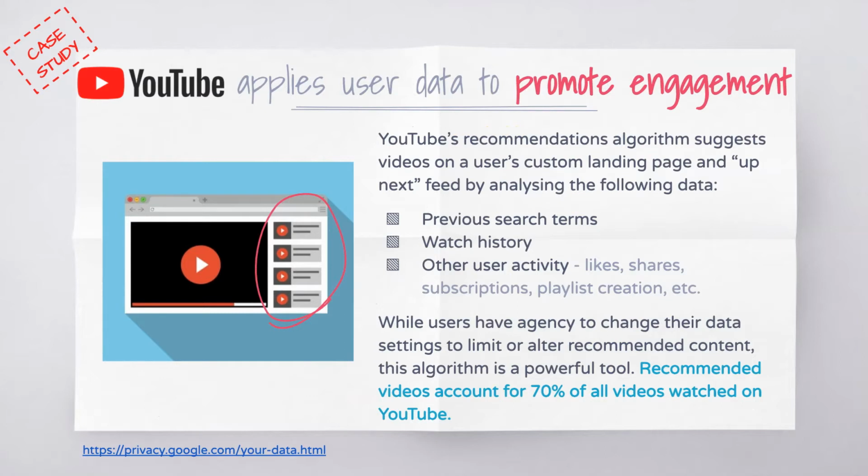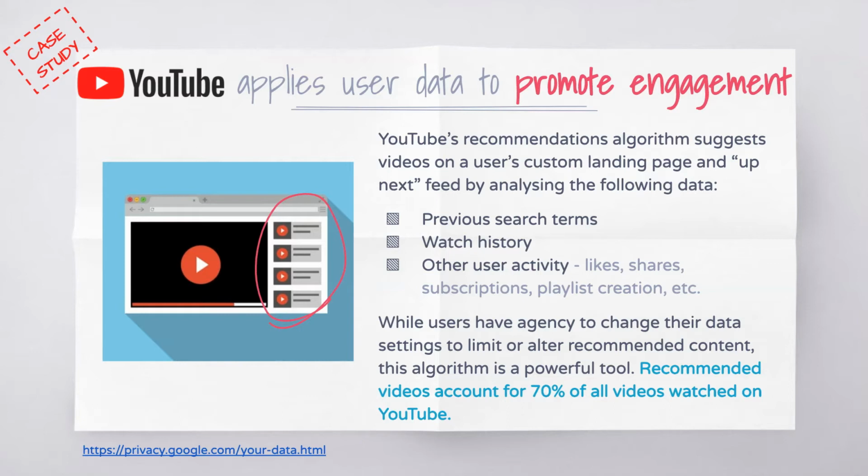But of course, YouTube will argue that they are applying this data in order to better serve the audience themselves. YouTube will apply this data to promote audience engagement, thereby giving audiences more of what they want and keeping them on their platform for longer. YouTube's recommendations algorithm suggests videos on a user's custom landing page and up next feed by analyzing their previous search terms, watch history, and other user activities such as likes, shares, subscriptions, playlist creation, etc.